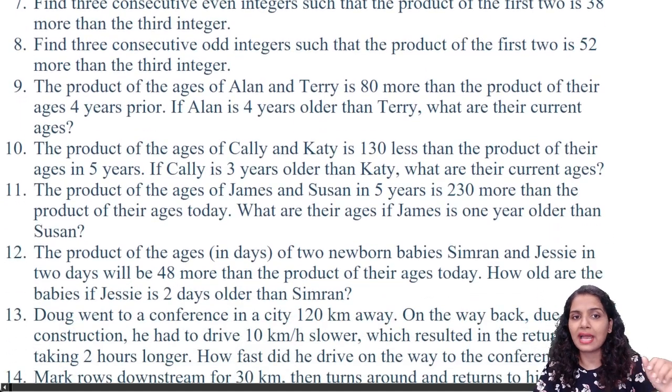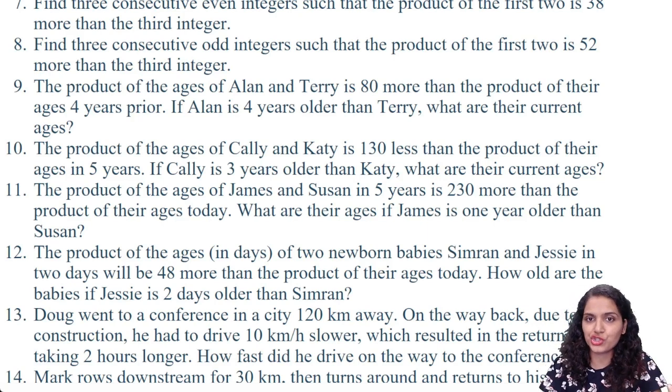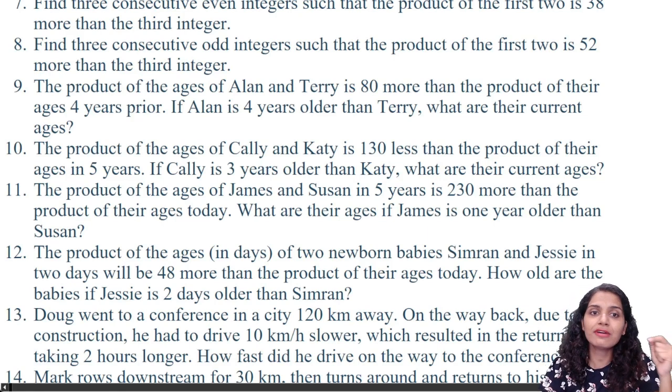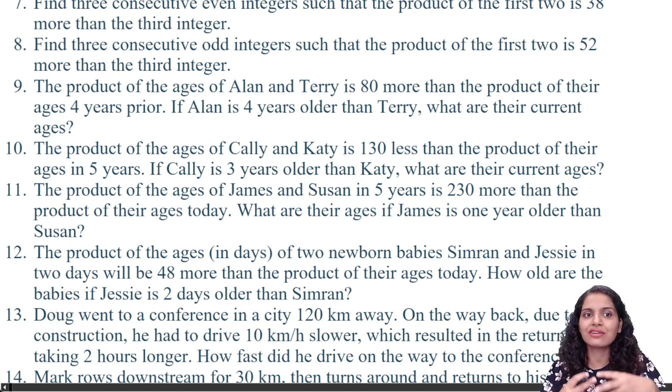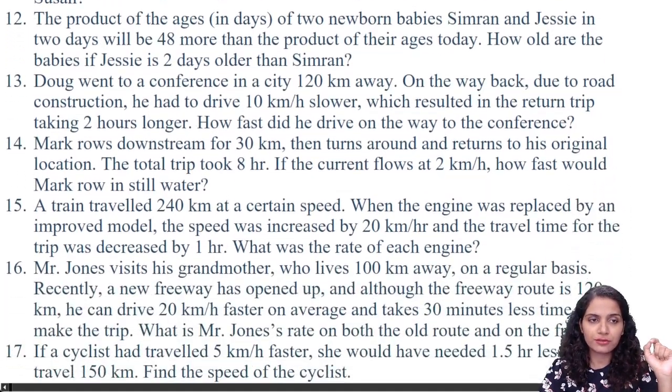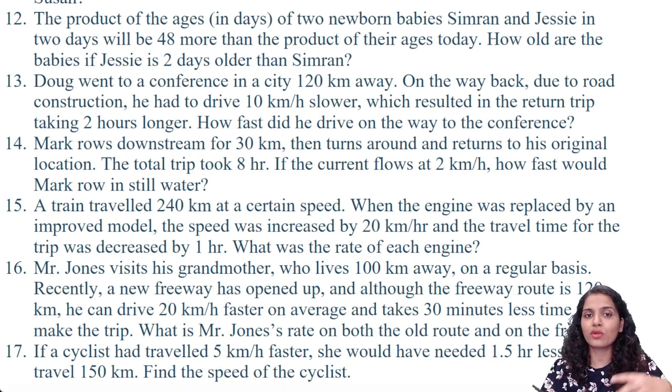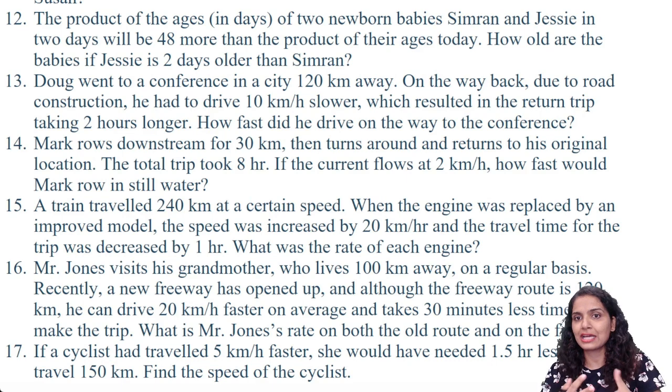Now question number 9 is based on age, which is again a very important part of quadratic equations. If you ponder the last few question papers of CBSE, you will see that age related questions appear in really good numbers. So it's very important to have a good practice of age related word problems. Now coming to the next, question number 13 is not based on age but on distance, time, speed.